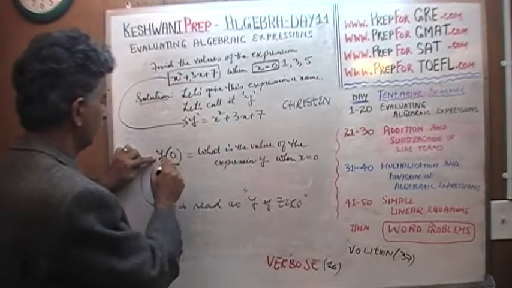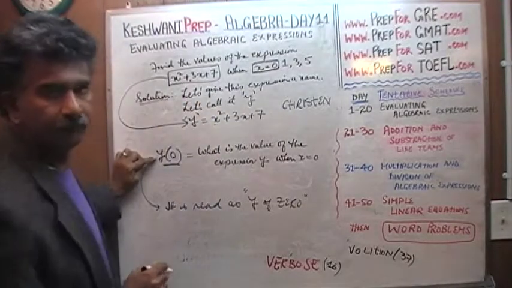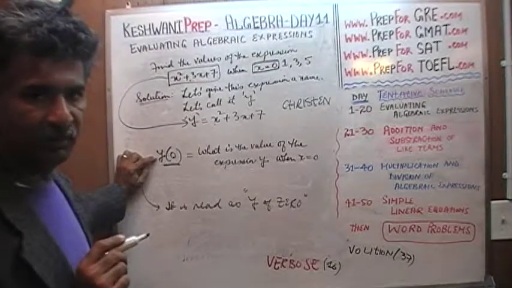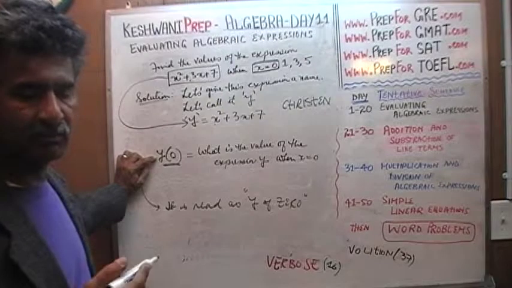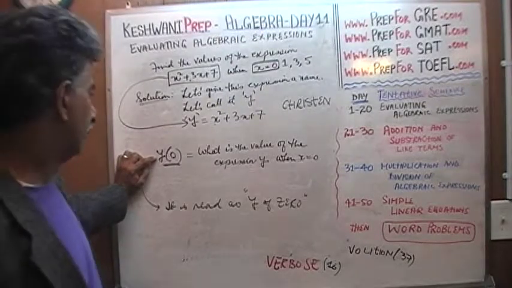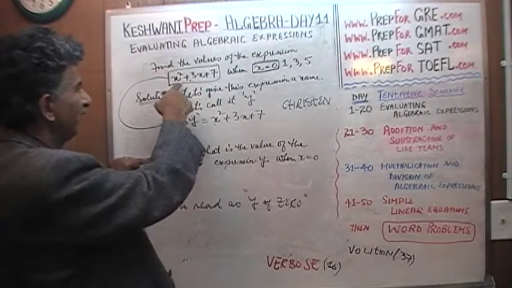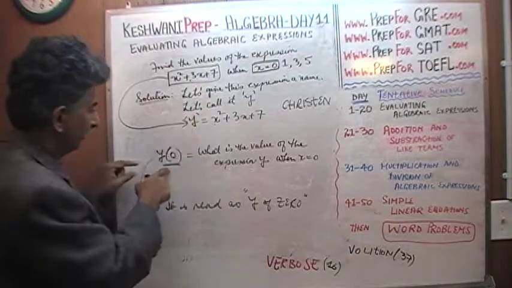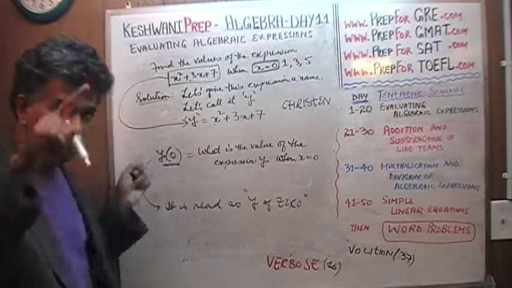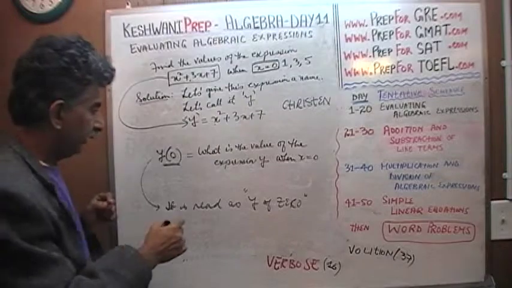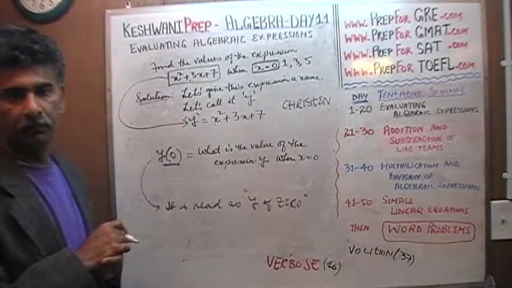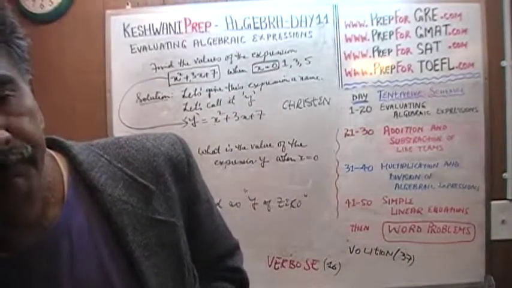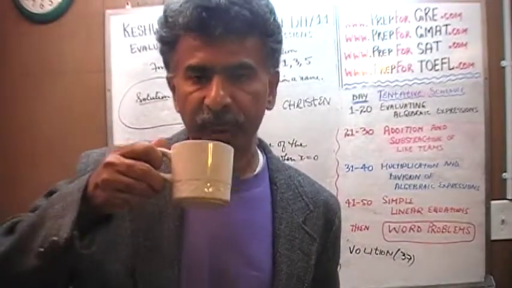Find the value of this expression when x happens to be 0. You see how long that statement was? I'm going to say it one more time, and then I'm going to tell you the same statement as it is expressed by a mathematician. Find the value of this expression that we are calling y when x happens to be 0. That's what this says. Now instead of saying all of that, a mathematician will say find y of 0. That means find the value of the expression y when the variable x happens to be 0.